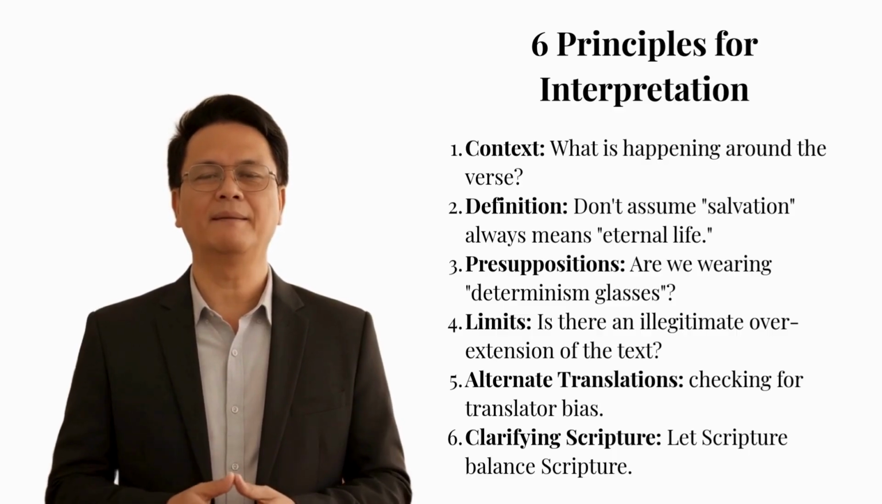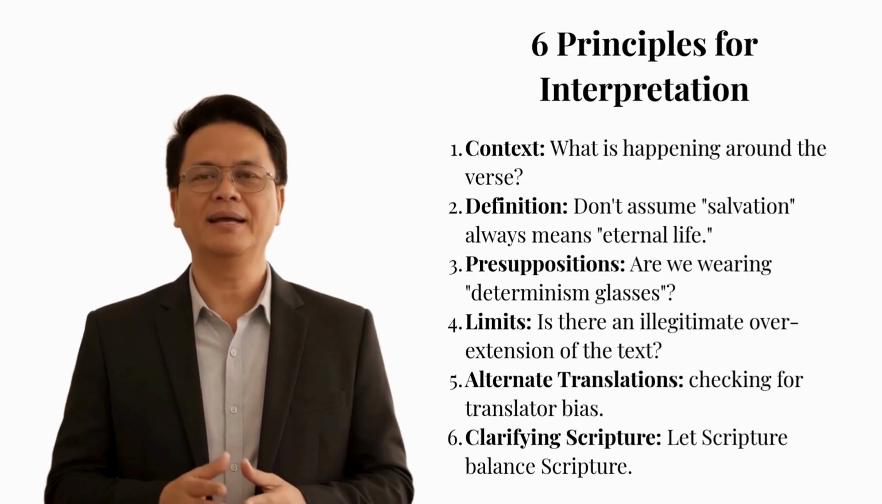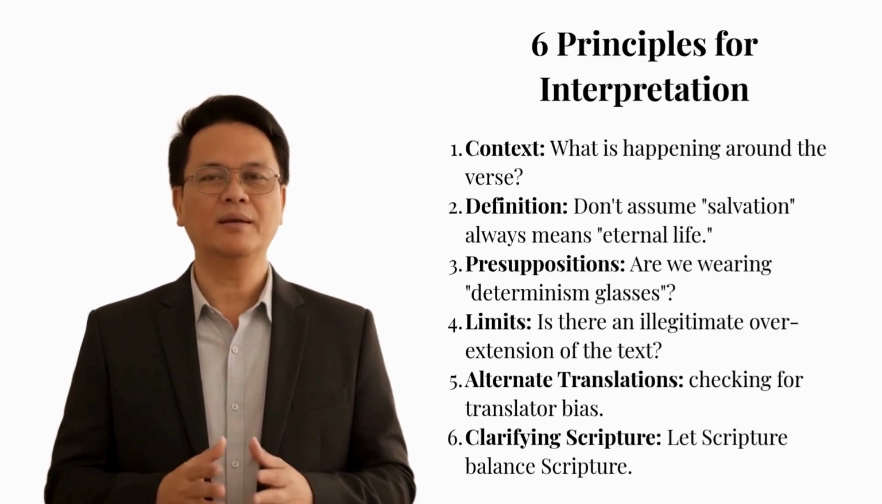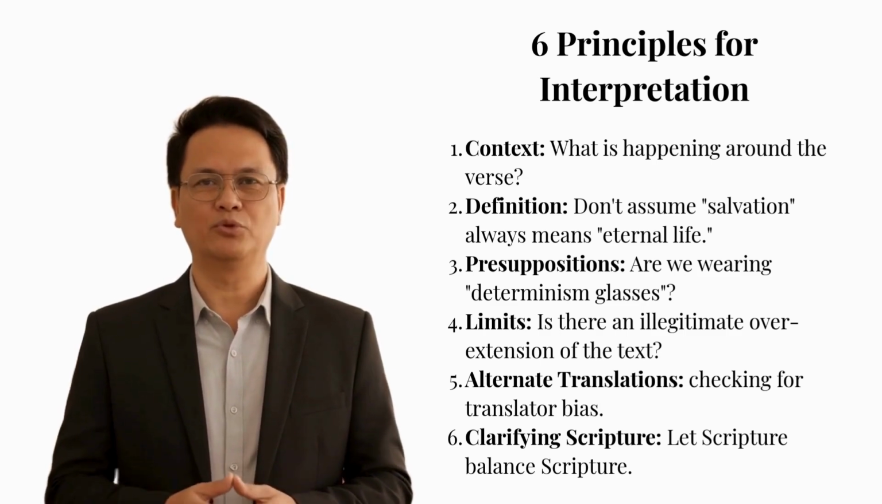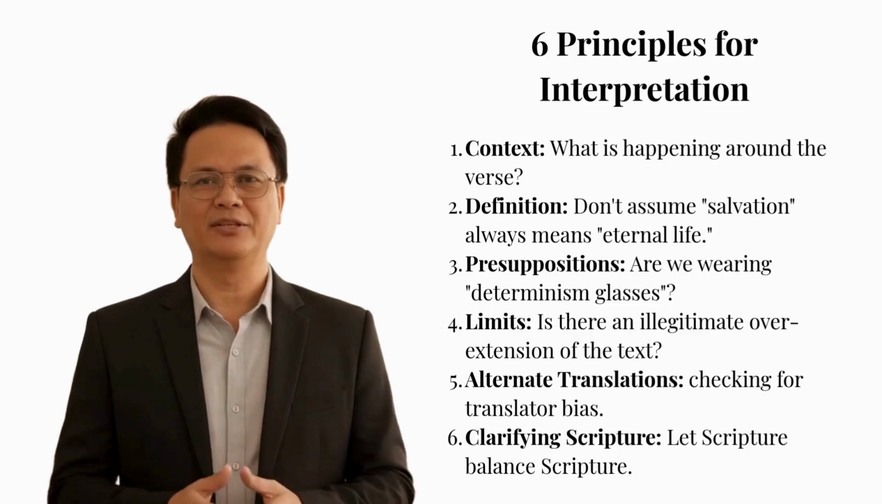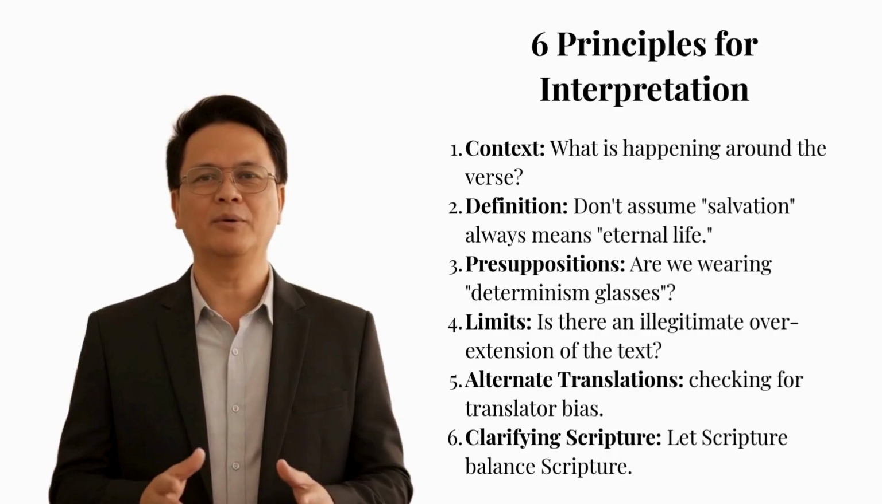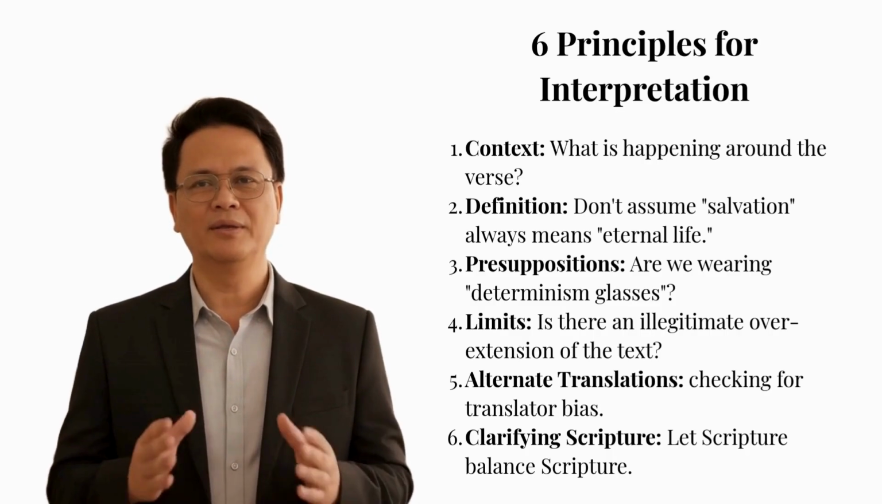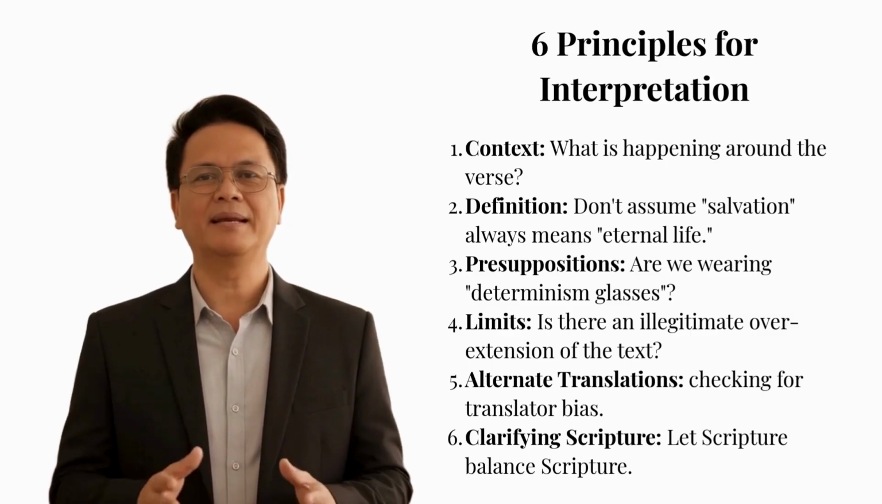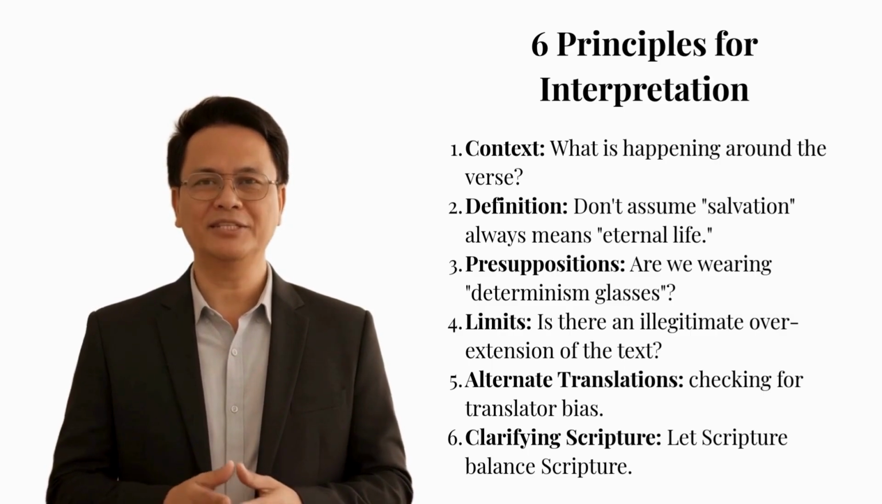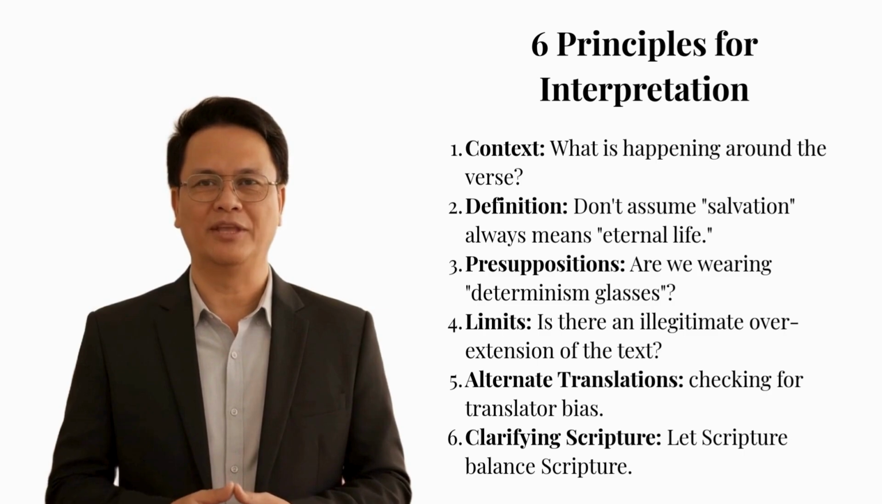1. Context. You know the rule: context, context, context. Location, location, location. What is happening around the verse? 2. Definition. How are we defining the terms? Don't assume a word means eternal salvation if it could mean physical deliverance. 3. Presuppositions. Are we reading something into the text that isn't there? Are we wearing determinism glasses before we even open the book? 4. Limits. Is there an illegitimate overextension? Does the text say God controls this specific event, but we wrongly assume he therefore controls every event?